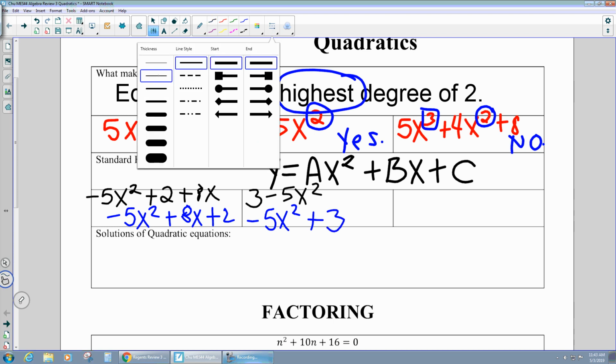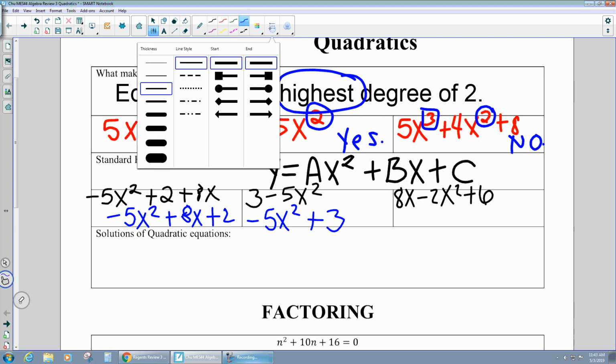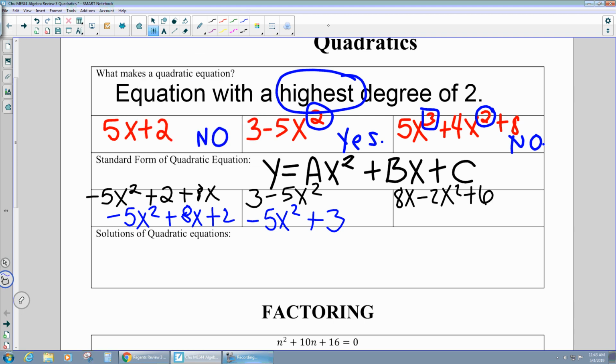Last example, let's try this one. 8x minus 2x squared plus 6. So the term that needs to come first is the one with the x squared, and bring the coefficient with it. So that's negative 2x squared. Followed by the one with just an x. So that's going to be plus 8x. And then your constant is plus 6.